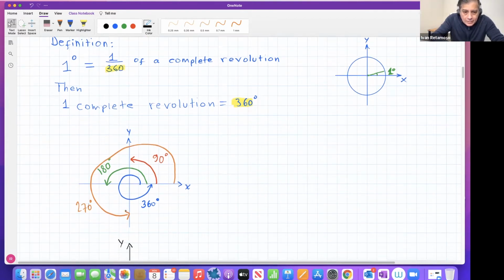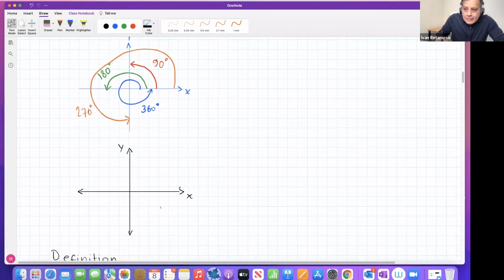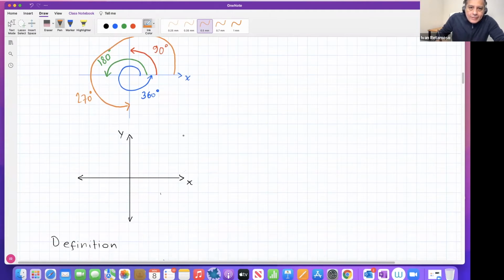So now, mathematicians took these results and they did the following. They said, if you start here, you are not rotating, the angle should be 0 degrees. You rotate counterclockwise up to here, 1/4, as we saw, 90 degrees. Then you continue here, 180 degrees. Continue rotating an additional 1/4, 270 degrees. And then you complete the full revolution with 360 degrees.